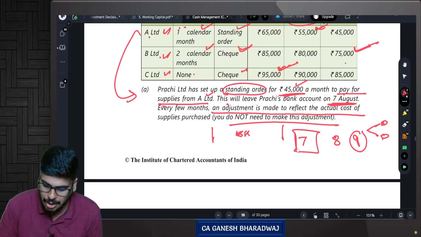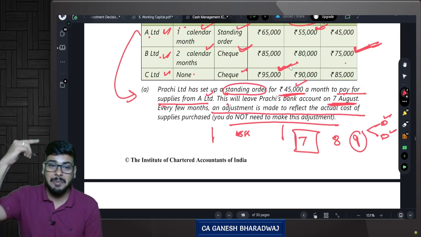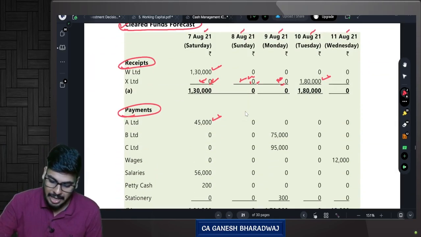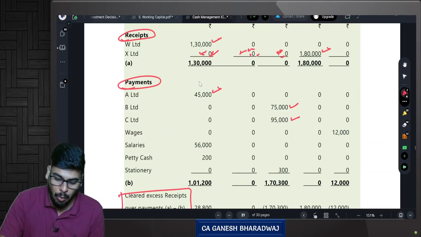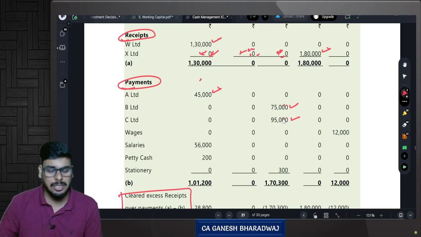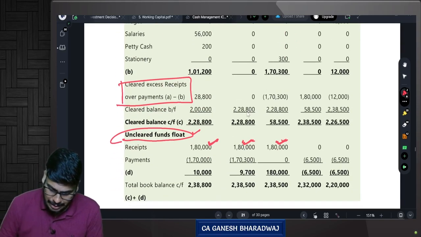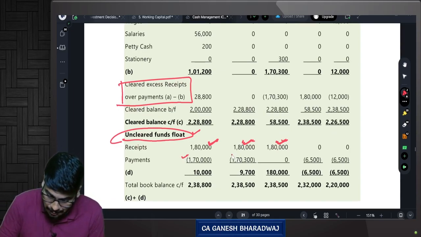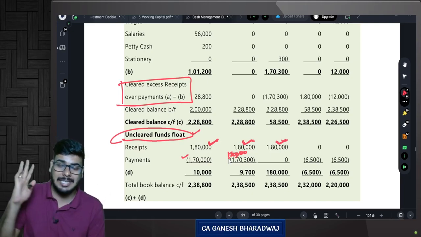So I will issue the check on 7th, but this amount, 75,000 and 95,000 respectively, will be reduced from my bank only on 9th. Are you clear with this? So on 9th, 75,000 and 95,000 is a payment that we are making, but this was initiated on 7th. So 75 plus 95, how much is this? 1,70,000. This 1,70,000 remains an uncleared amount for the first 2 days. On 7th as well as on 8th, 1,70,000 remains uncleared. It has not yet gone out of my bank account, but I had posted it in my books of accounts as a payment. Are you clear with this?